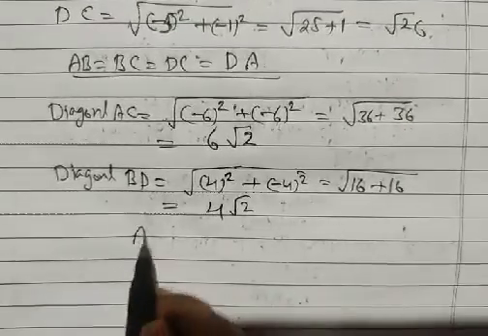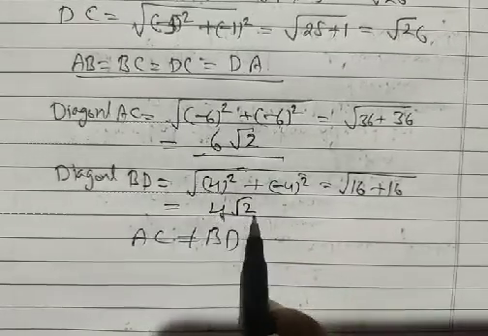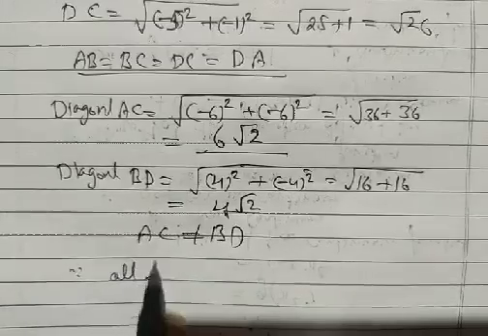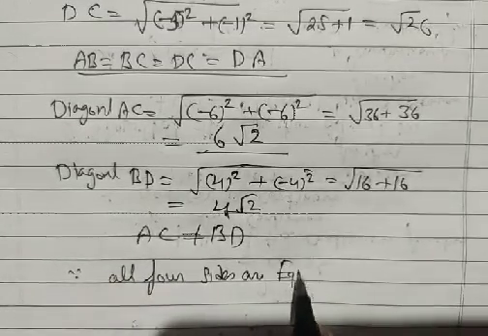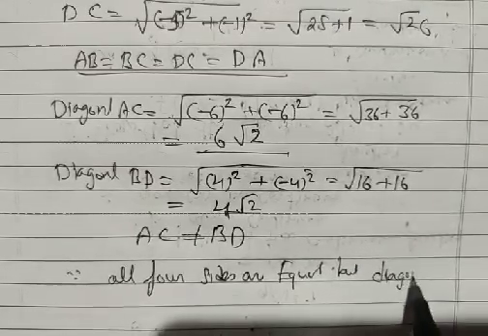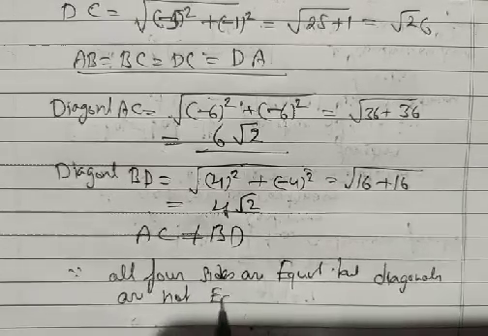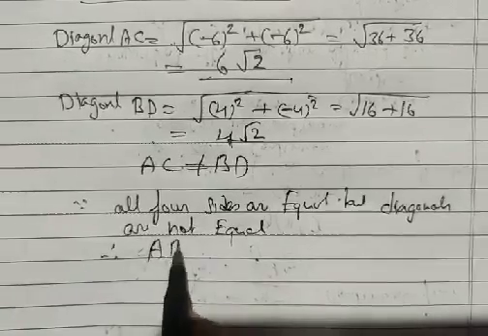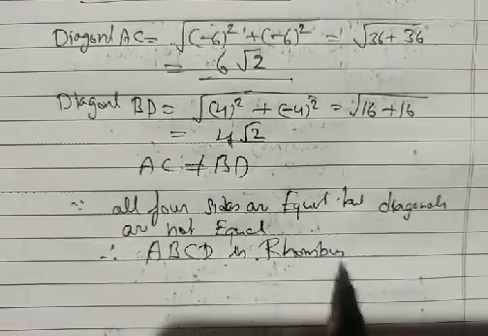What we saw is that our diagonal AC is not equal to BD, because our diagonals are 6 root 2 and 4 root 2. Now what we have: since all 4 sides are equal but diagonals are not equal, therefore our ABCD is a rhombus.